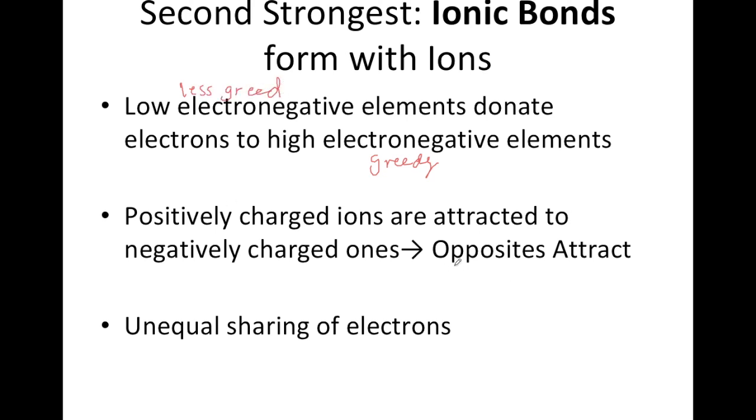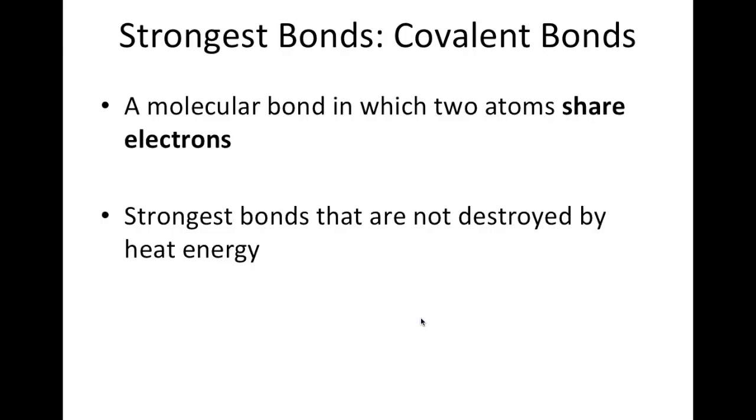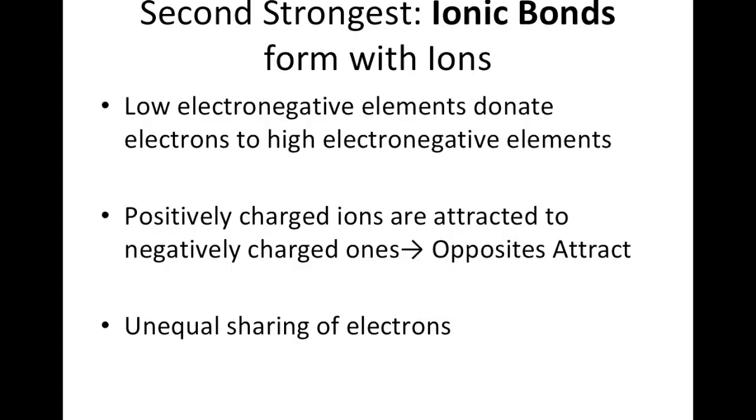The whole rule of opposites attract will explain ionic bonds. So they're the second strongest, and that's because they have this unequal sharing of electrons. Okay, compared to over here where it was more equal, these are less equal, so that's why they're less strong.